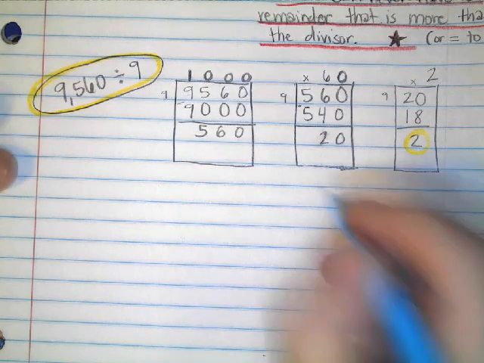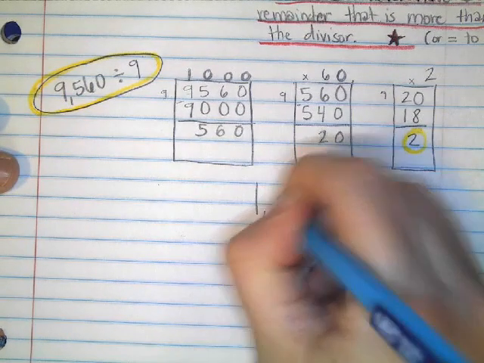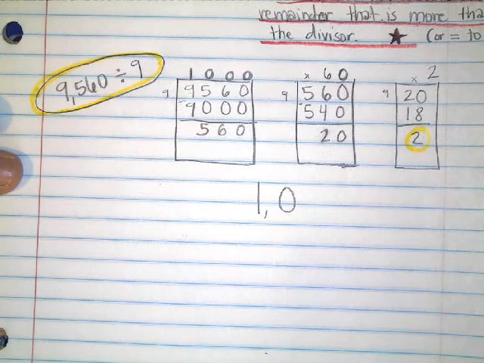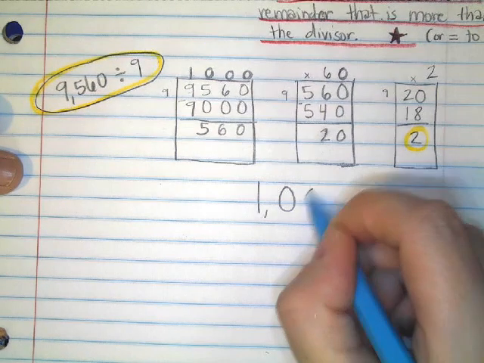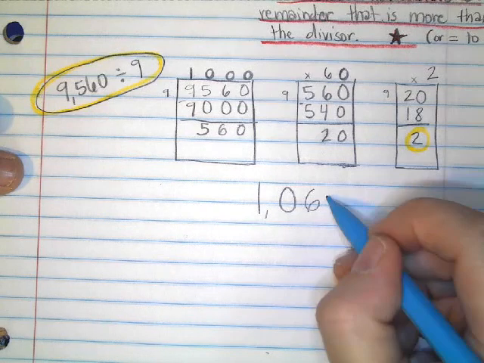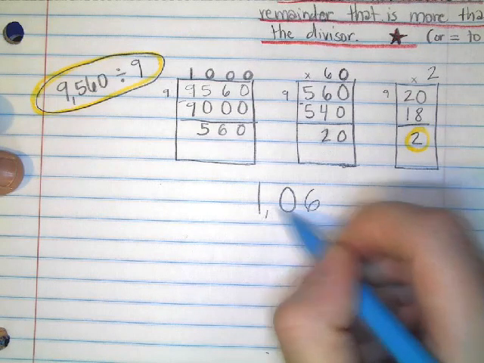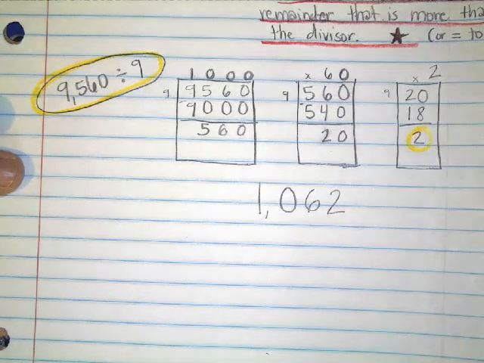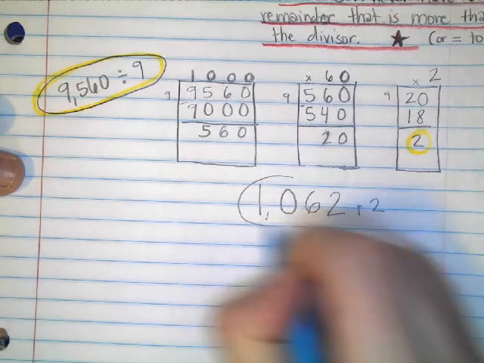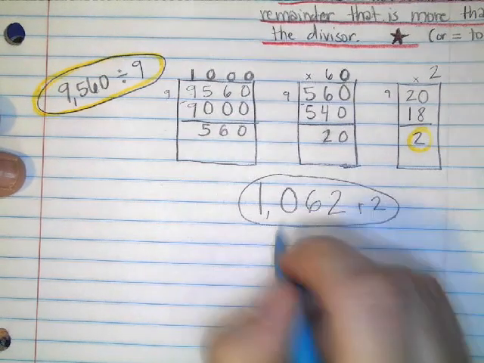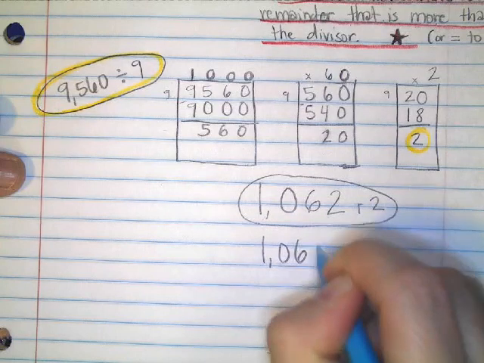So my final answer, I have 1,062. If you just write 162, that's going to be 162. So you have to write it as 1,000. There are no hundreds. There's a 6 in the tens place and a 2 in the ones place. And then I have a remainder.